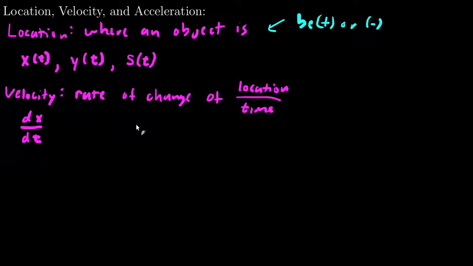Now, in here should also make sense. An example unit for location could be something like meter. When I take the rate of change of this with respect to time, the units will often end up being something like meters per second.